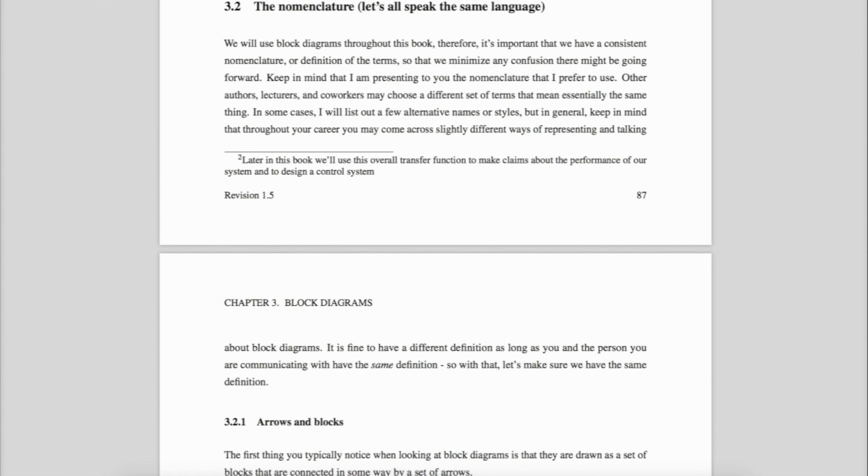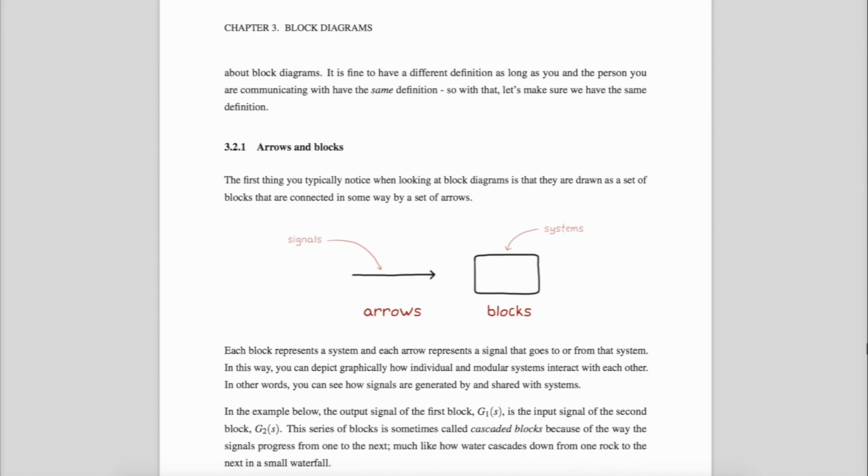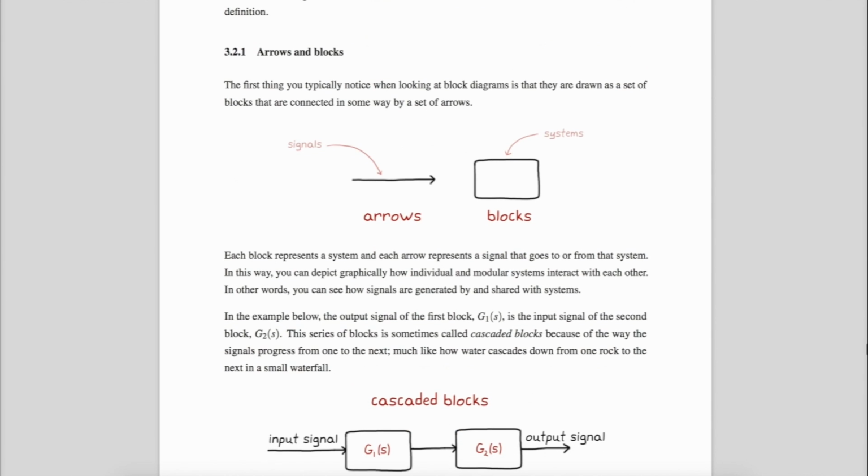Keep in mind as I go through this that these are the terms that I prefer to use. Other authors, lecturers, and coworkers might use different terms that mean the same thing. When you're working with other people, the important thing is that you are using the same terms so that there is no miscommunication. So with that out of the way, the first thing you'll notice with a block diagram is that it consists of blocks, which represent systems, and arrows, which represent signals.